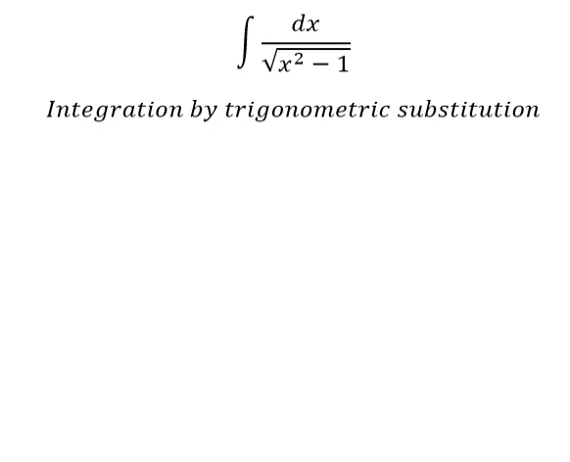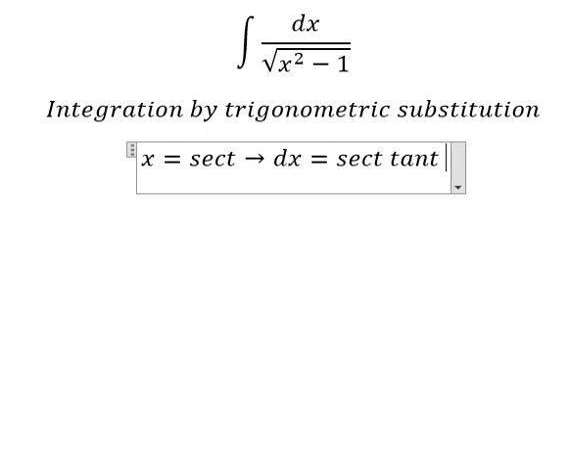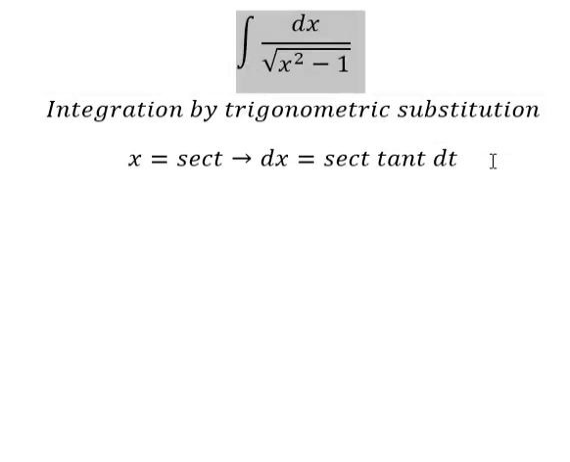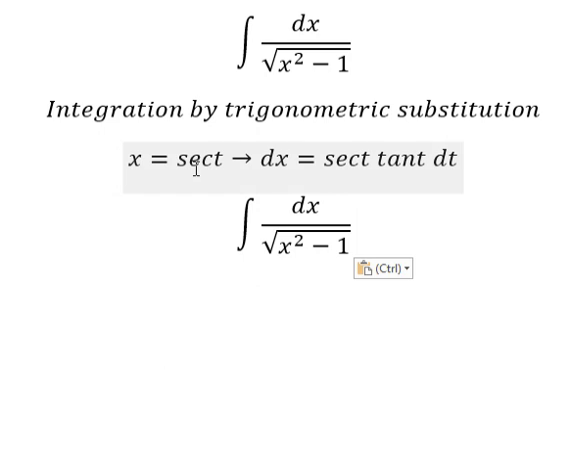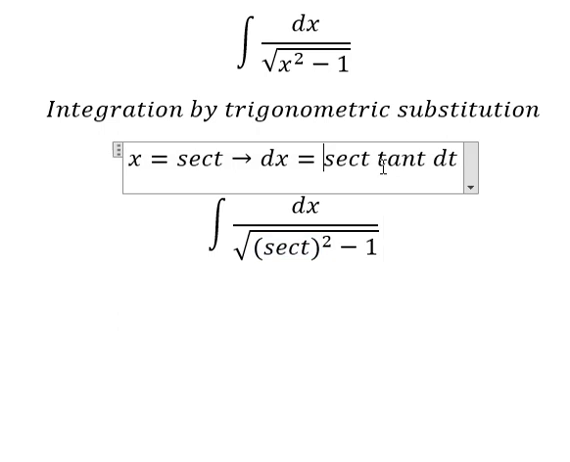So I will put s equals secant of t. After that, we need to first take the derivative of both sides, and we have secant of t tan t dt. So I will put this one here. ds we change for this one.